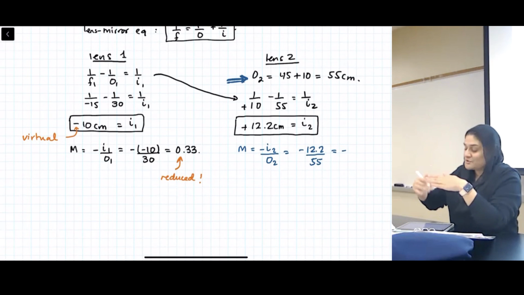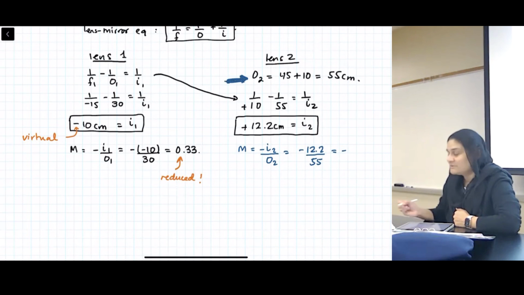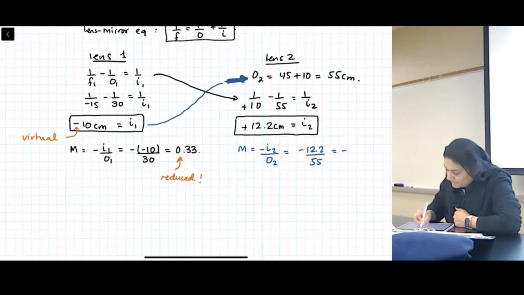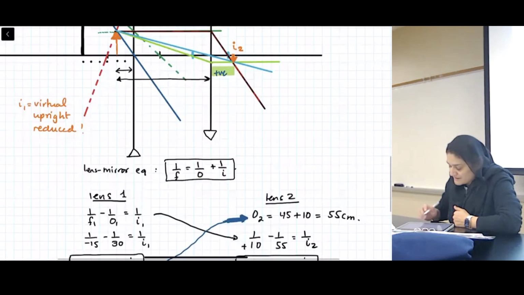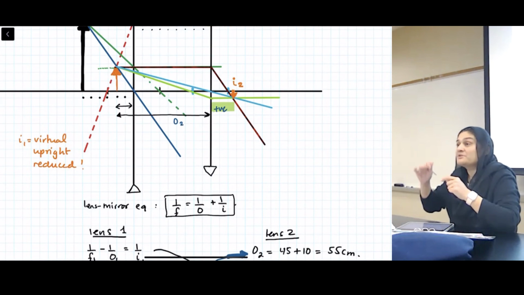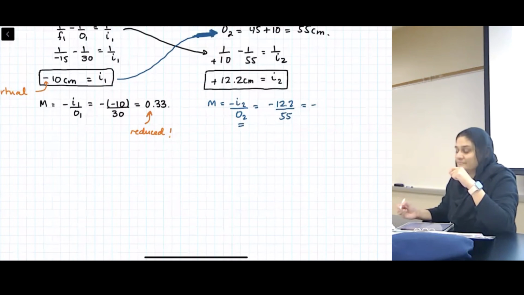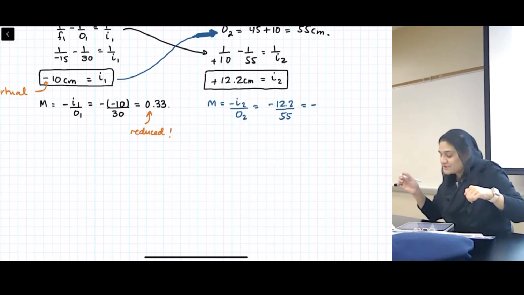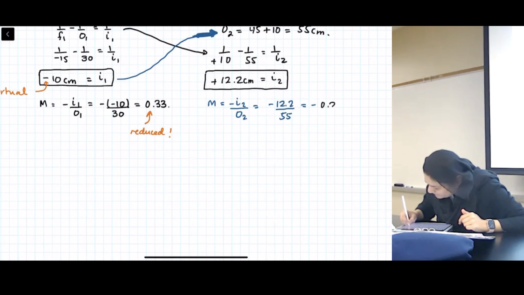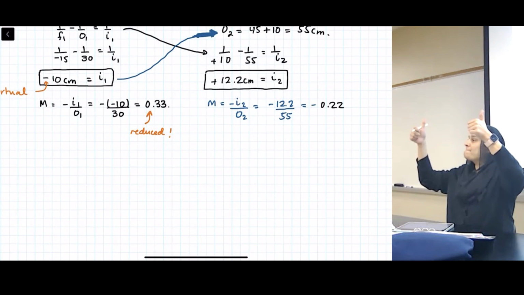Okay. Now everything will be done with respect to O2. That's why this step is very important, this one that's given in blue. And this step, yes, we got from here. Because the O2 distance, this is O2. That's what I meant. So we do everything with respect to O2 now. So when we even do the magnification, it's with respect to O2. Okay, so somebody has an answer, 12.2 divided by 55, it should be about 20%. Excellent.